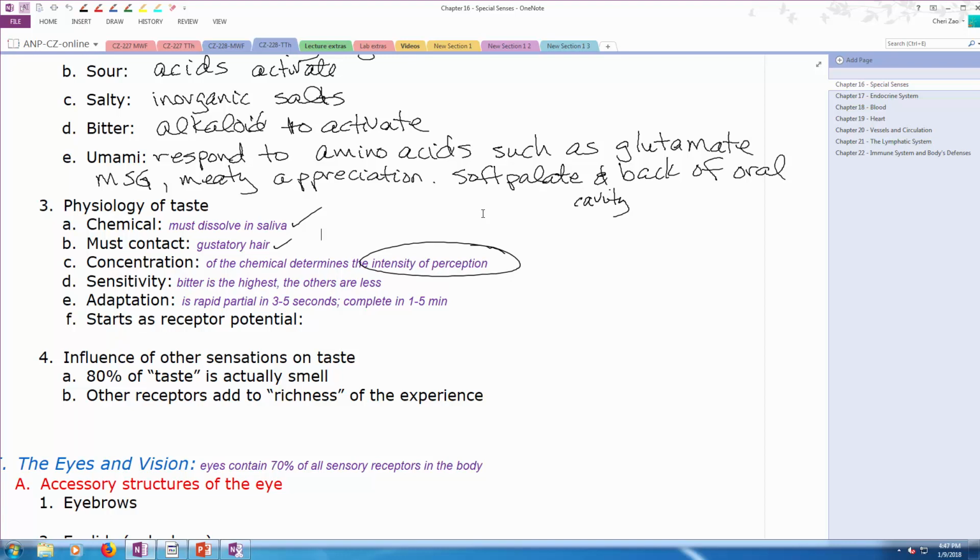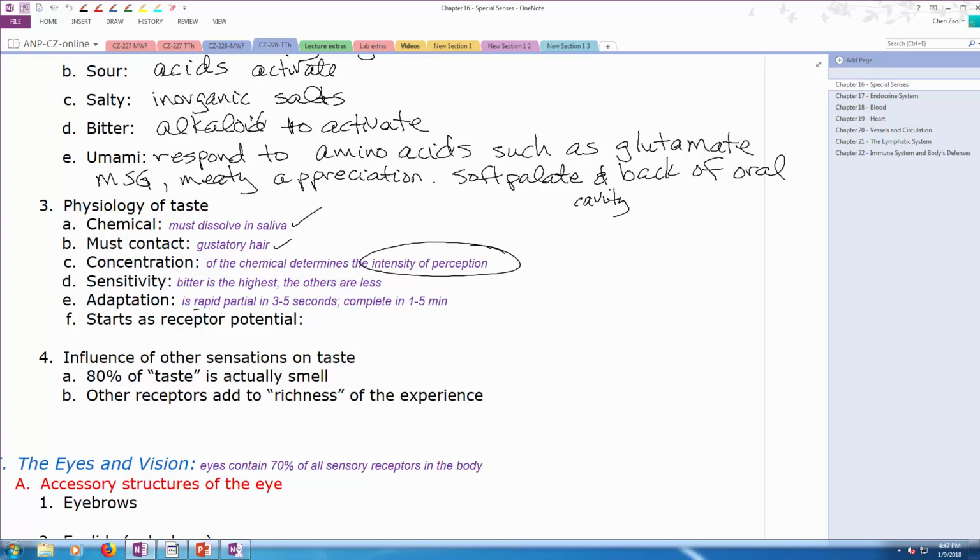Because you guys can know that you can walk into a room and somebody's farted. And you just go, oh, but you have to be there. But you know you will eventually get used to the smell and it will actually bother you less. This is true for taste as well as the sense of smell. So adaptation is a process.